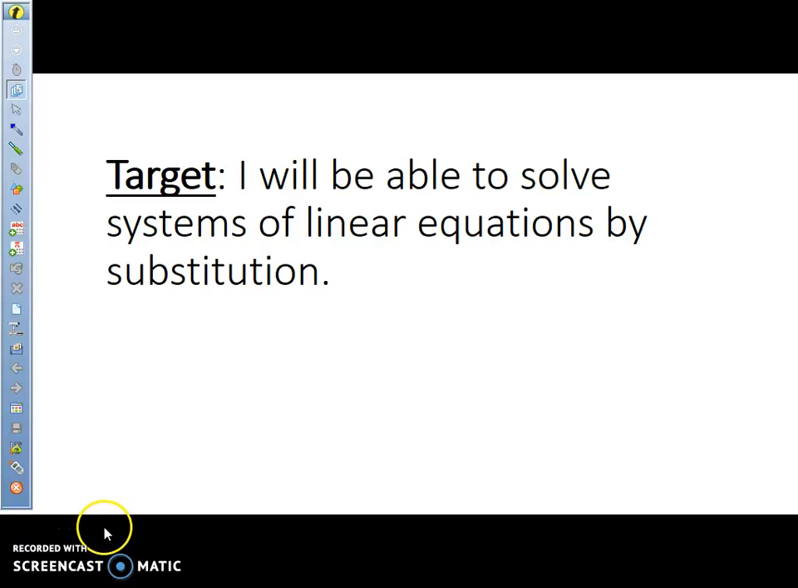Good morning, guys. Today we are going to be looking at solving systems of linear equations, so those lines, by substitution. And the big point here is we're looking for the point where they cross, okay? And straight lines can only cross once, so no more than one answer.